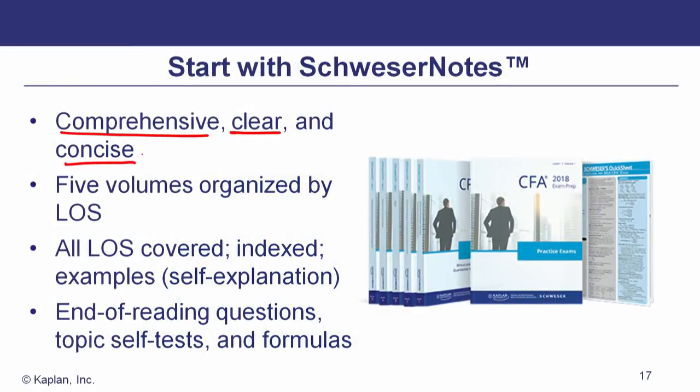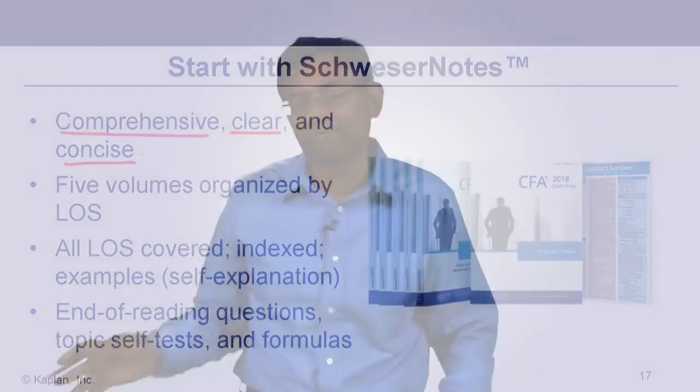There are 5 volumes in the Schweser Notes, volumes 1 through 5. They are organized again, as I said, by LOS. You have the list of LOS as well as each LOS being covered within the readings themselves. All LOS are covered and indexed, as well as there are examples within each LOS. Also, at the end of each chapter, each reading, there are end of reading questions which kind of have the quizzing effect that we talked about.